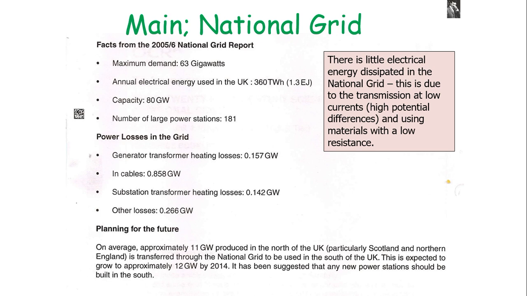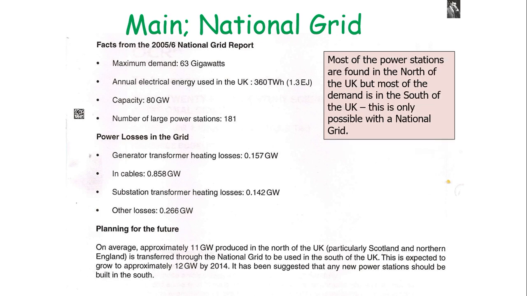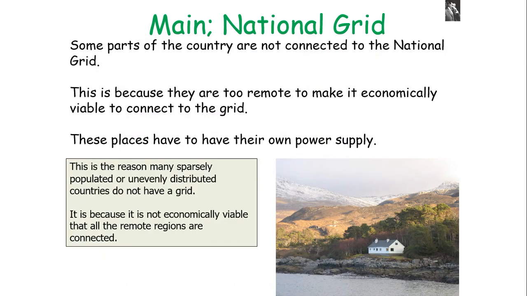As a result, this shows us that little electrical energy is dissipated in the national grid. That's due to transmission at low current and high potential difference and using materials with a low resistance in our national grid. Now, most of the power stations are found in the north of the UK, but most of the demand for electricity is in the south of the UK, around the London and southeast area, but it's only possible to transfer electrical energy between different parts of the UK using a national grid.